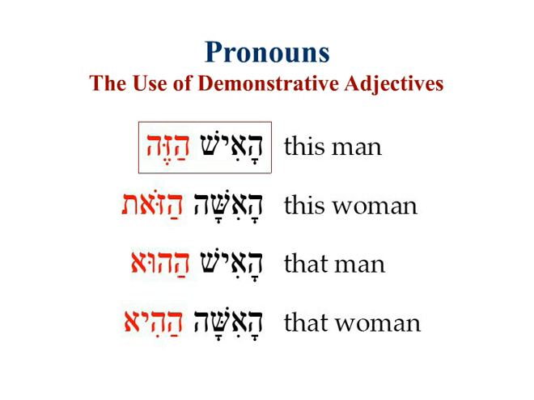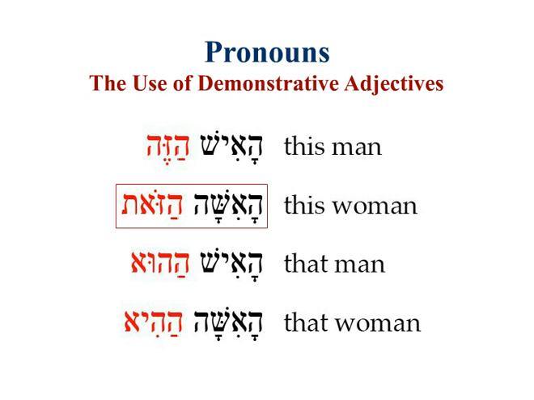Ha'ish hazeh. This construction consists of the noun ish followed by the demonstrative adjective zeh. The noun and the demonstrative agree in gender, number, and definiteness, and so this construction translates this man. The second example in Hebrew is Ha'isha hazot. Again, the categories of agreement are gender, number, and definiteness. The construction translates this woman.